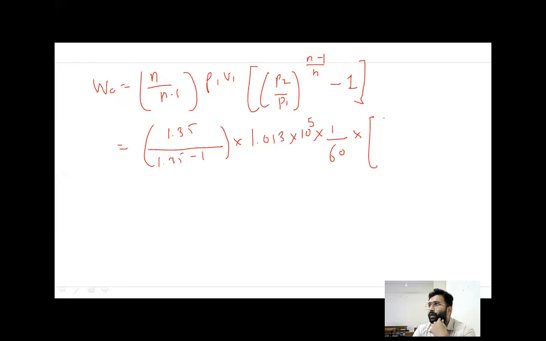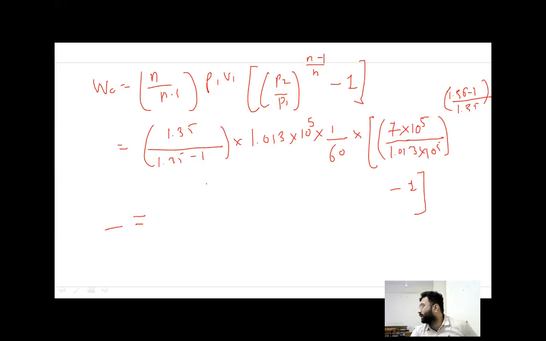Now in bracket P2 by P1. P2 is how much? 7 bar divided by 1.013 bar. Now you can convert this into Pascal, but ultimately the 10 raised to 5 will be cancelled on both sides. So no need to write here, or you can write if you want, if there is a confusion. So this raised to what? 1.35 minus 1 divided by 1.35, and whole minus 1, and bracket complete.